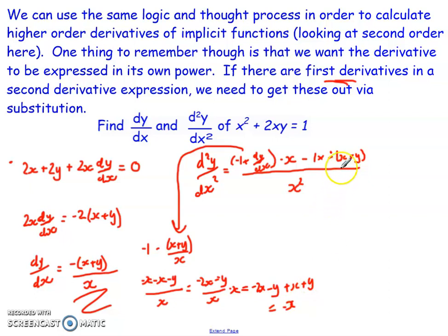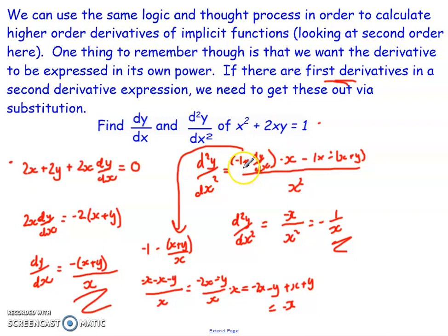So I can then substitute that back in for my numerator, and I know that d2y by dx squared is equal to my new numerator minus x over x squared, and I can simplify it to minus 1 over x. So there you go. That's my second derivative of this expression here. All I've done, calculate the first as we did before, then calculate the second. I've had to use the quotient rule.